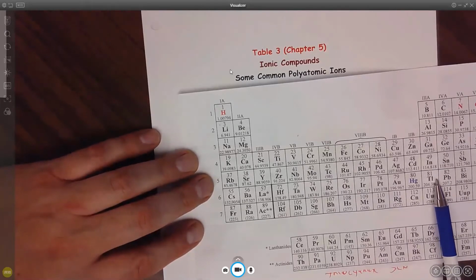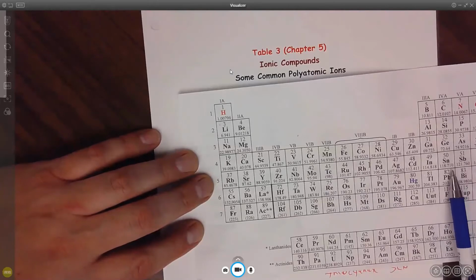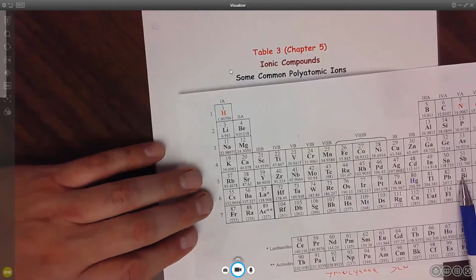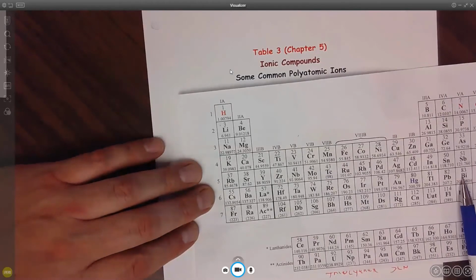+3. I'm not going to go over why. You could review your Chem 110 to understand why they form those 2. These guys, tin and lead, form 2 as well. They're going to be +2 and +4, and bismuth is going to form +5 and +3.